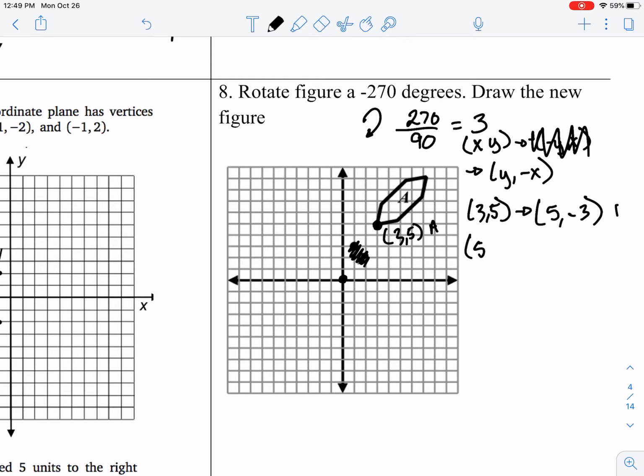Take that point. Take my y value, put it at the front. X value goes at the back. Switch its sign. It's my 2nd time. Take that point. Again, y value now comes up front. X value at the back. Change the sign. That's my 3rd time. So this is my answer: (negative 5, 3).